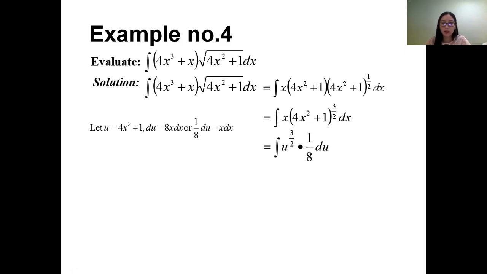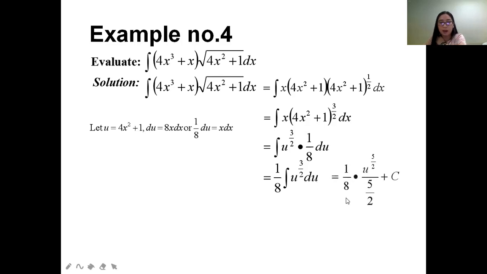So the neutralizing factor is the number that we reciprocate to cancel out the original integral function. Okay, so let's perform the power rule for integration. We just rewrite it: 1/8 integral of u to the 3/2 du.